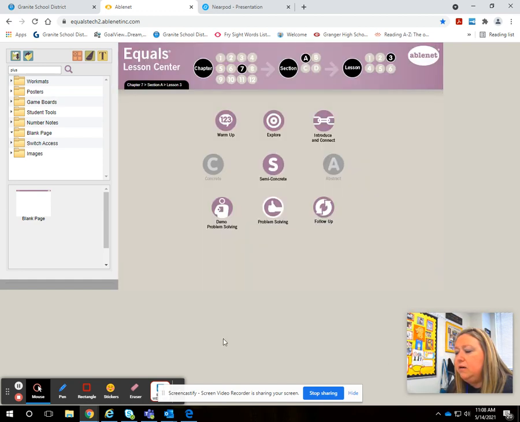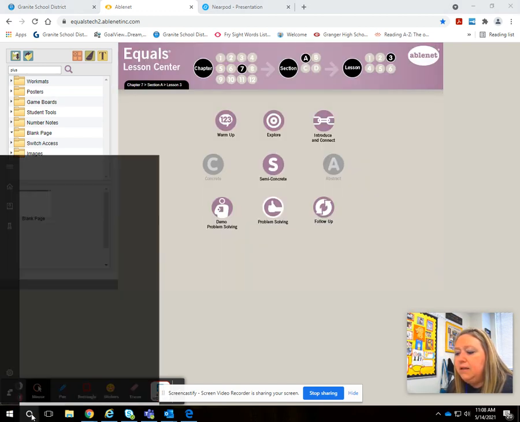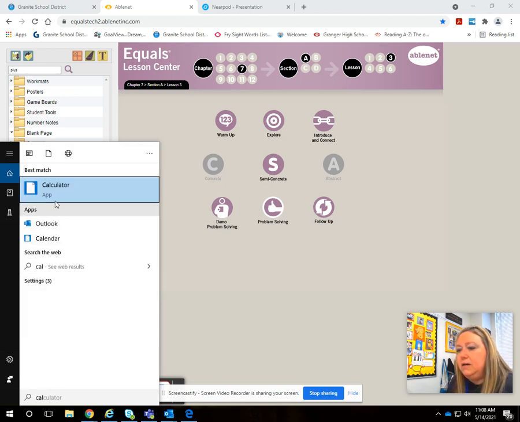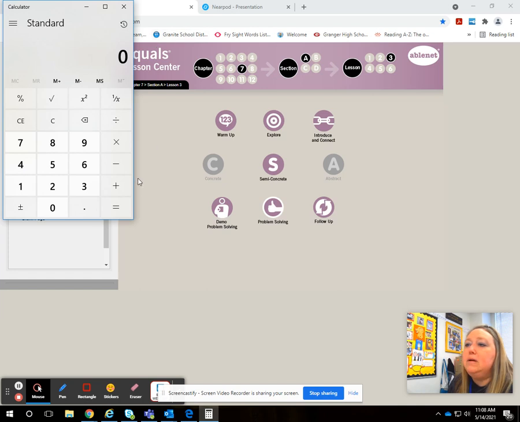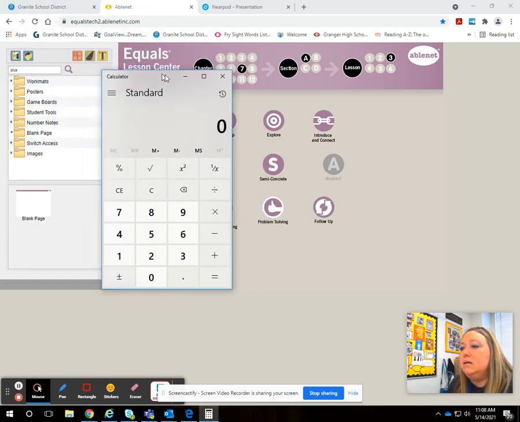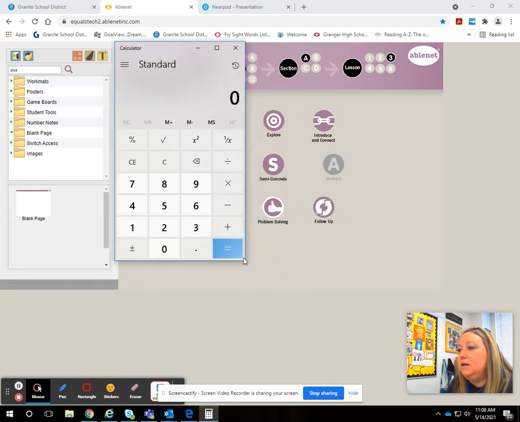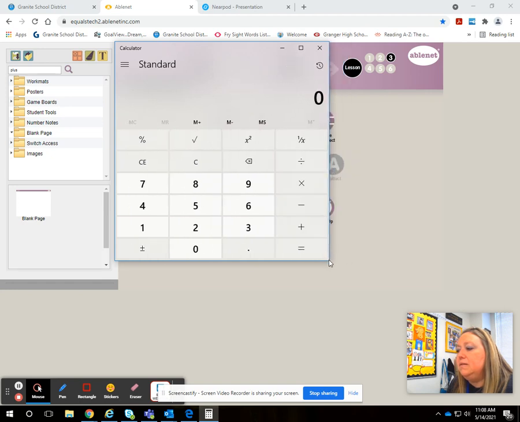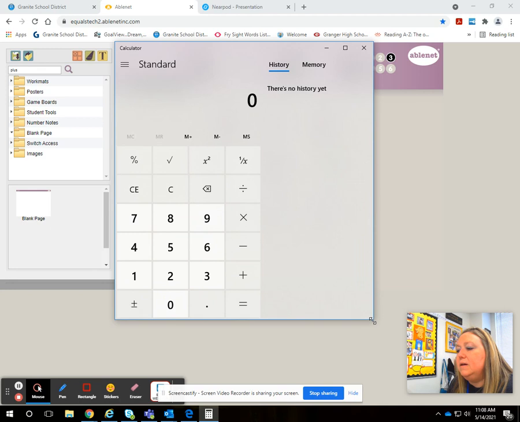a calculator. Now I can bring up a calculator on my computer screen. So I just type in calculator, there it is. I have a calculator app. And this is on my screen right here. Let's see, can I make it a little bit bigger? A little bit. There we go. I'm going to make it just a little bit bigger so that I have room to write some of my problems on there.